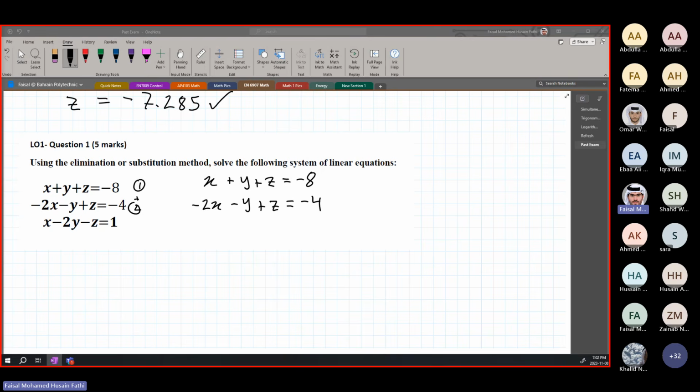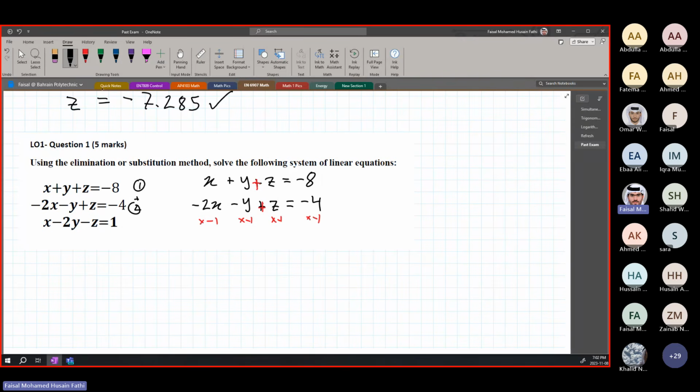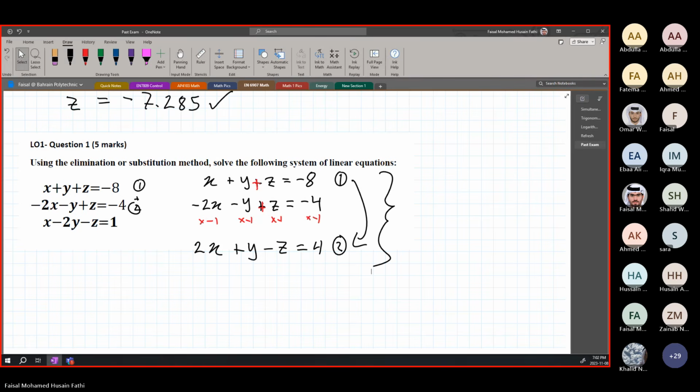So in this case, if we are trying to eliminate z, we just have to multiply one of them by minus 1. Why? Because here it is plus and here it is plus, so one of them has to be negative. To do that we just multiply, for example, the bottom one by minus 1: minus 1, minus 1, minus 1, minus 1. This is the additional step you're going to have to do. The new equation will become 2x plus y minus z is equal to 4. Then you take this equation with equation 2, this is your simultaneous, and you solve it the same exact way. Okay?